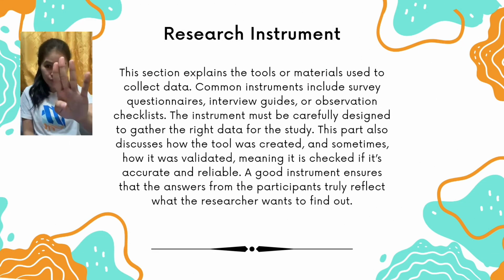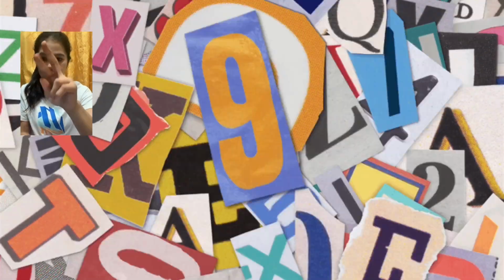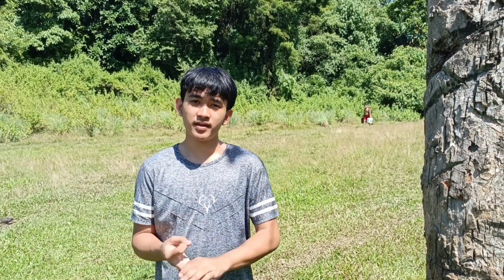Research instrument. This section explains the tools or materials used to collect data. The common instruments include surveys, questionnaires, interview guides, or observational checklists. The instrument must be carefully designed to gather the right data for the study. This part also discusses how the tool was created and sometimes how it was validated, meaning it was checked if it's accurate and reliable. A good instrument ensures that the answers from the participants truly reflect what the researcher wants to find out. So these are the tools in collecting your data. Is it survey, interviews, or open-ended questions?